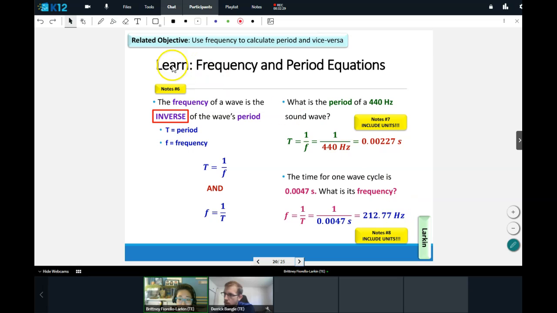All right, so this is the answer for number 7. First box should be 0.00227. Please include all of those digits, otherwise the computer will mark it as wrong. Make sure you have the right amount of zeros and your decimals in the right place. Second box should just be the letter S. For number 8, first box should be 212.77. Again, make sure you include all those digits, your decimal's in the right place, and your unit should be Hertz.